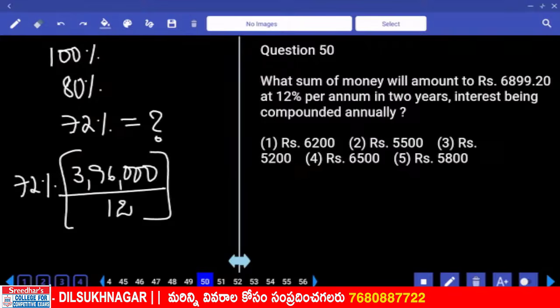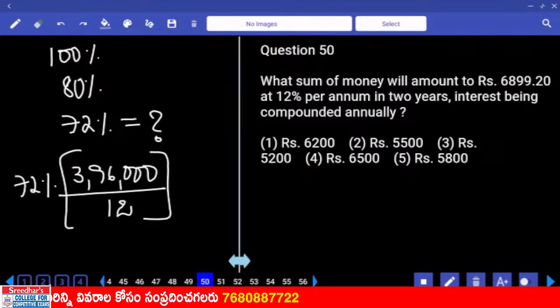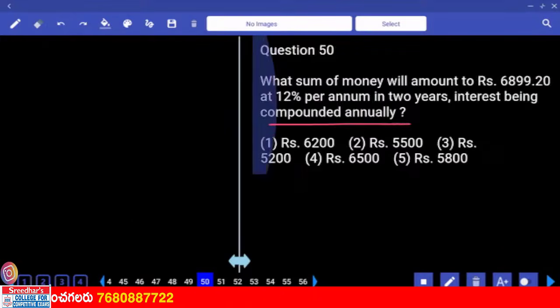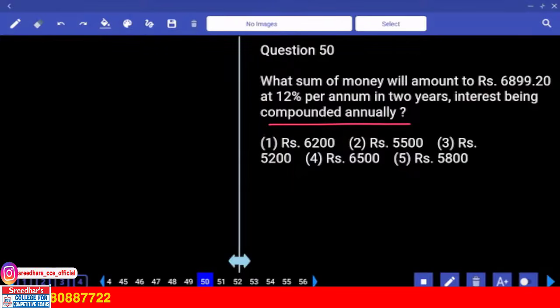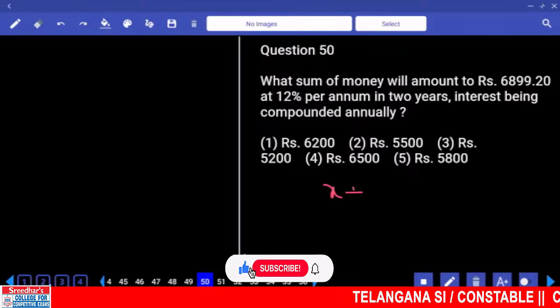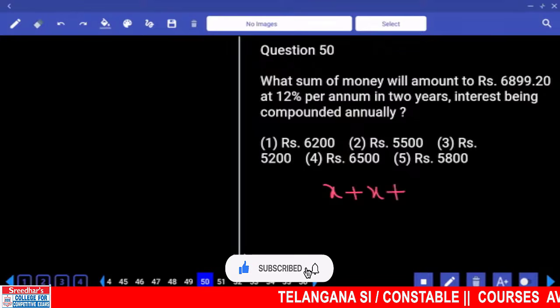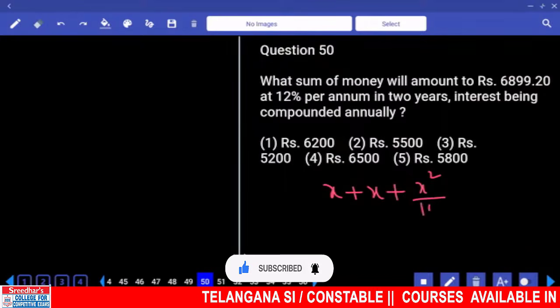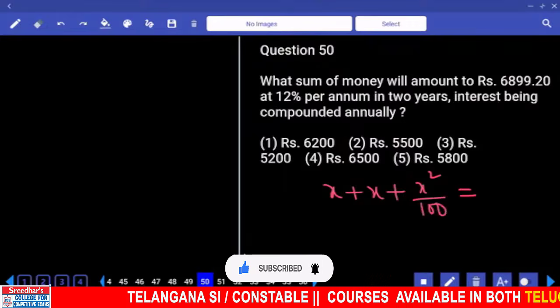What sum of money will amount to 6899.2 at 12% per annum in 2 years? Interest is being compounded annually. Okay, right. There are a couple of ways to answer this question. If the rate of interest per annum is X, compound interest for 2 years is X plus X plus X square by 100, where X is 12.